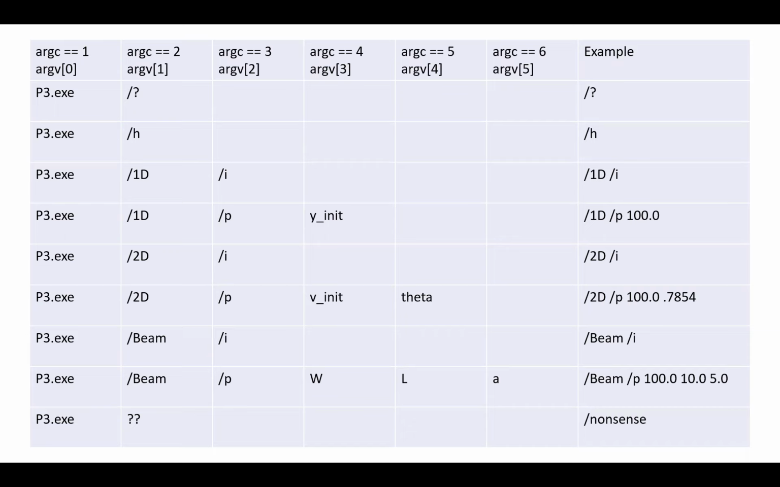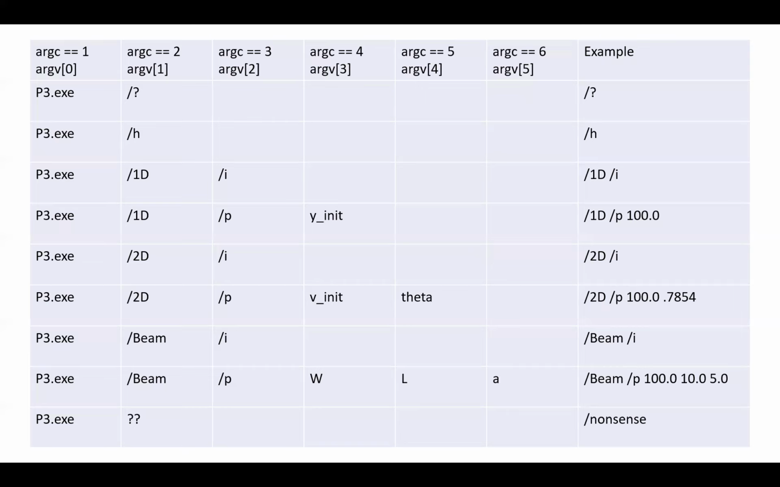If the user provides 2 arguments, and particularly if that second argument, or argv[1], is a question mark, then we would like for the help to be called, and specifically a /question mark. If they provide a /H, we would also like to have the help being called. And then we can proceed to the other examples of /1D, /2D, and /beam, as well as the option in which they pass something to us that is effectively nonsense. If they pass nonsense, once again, we would like to get an implicit call to help.